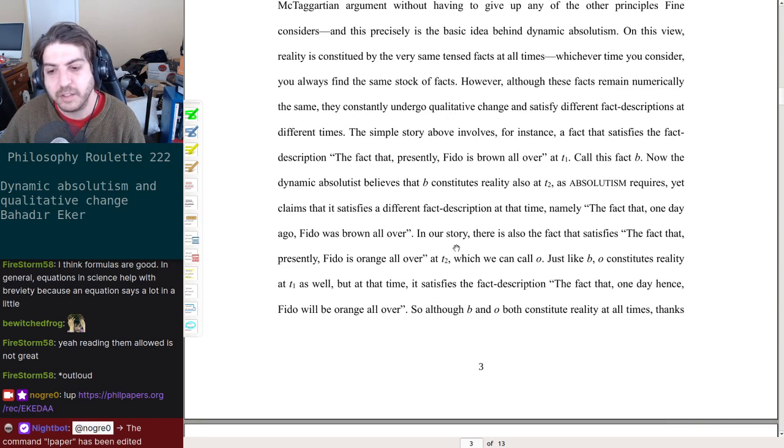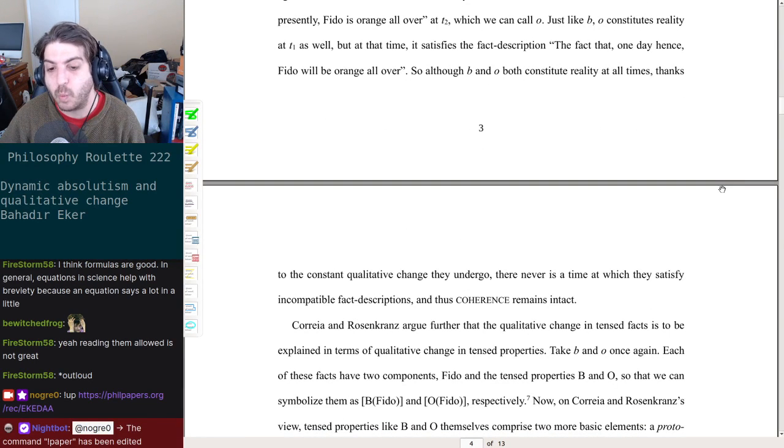Okay. In our story, there is also the fact that satisfies the fact that presently Fido is orange all over at T2, which we can call O. Just like B, O constitutes reality at T1 as well, but at that time it satisfies the fact description, the fact that 1 day hence Fido will be orange all over. So although B and O constitute reality at all times, thanks to the constant qualitative change they undergo, there never is a time at which they satisfy incompatible fact descriptions, and thus coherence remains intact.